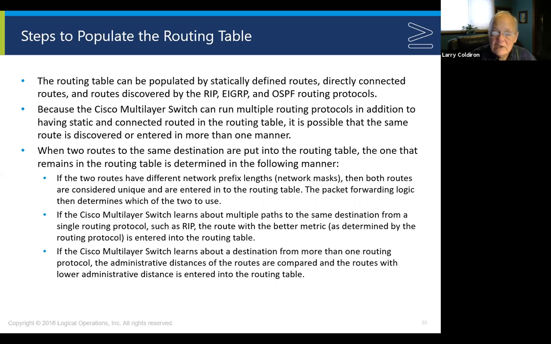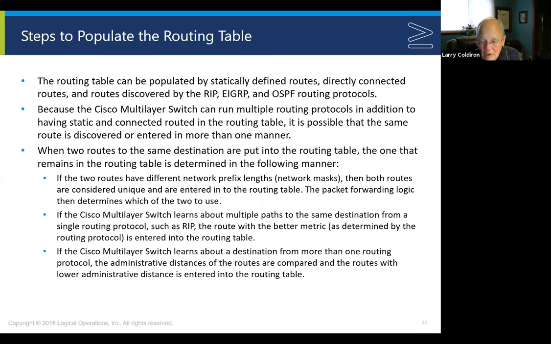When two routes to the same destination are put into the routing table, the one that remains is determined in the following manner. If two routes have different network prefix lengths, both routes are considered unique. Different subnet masks, different routes. The packet forwarding logic determines which of the two to use. The one with the longest prefix, the longest subnet mask, is the one that's going to be used.